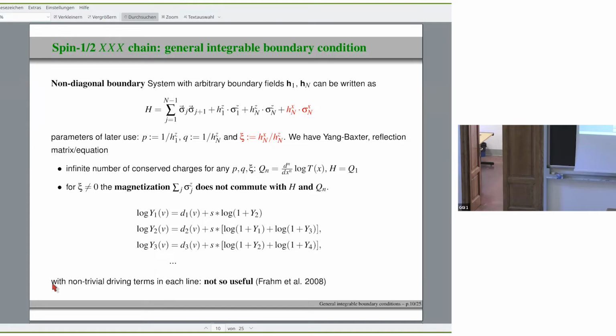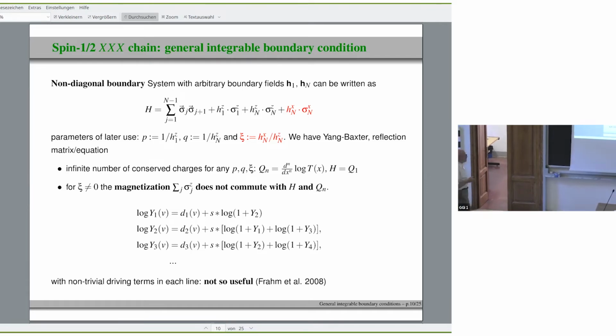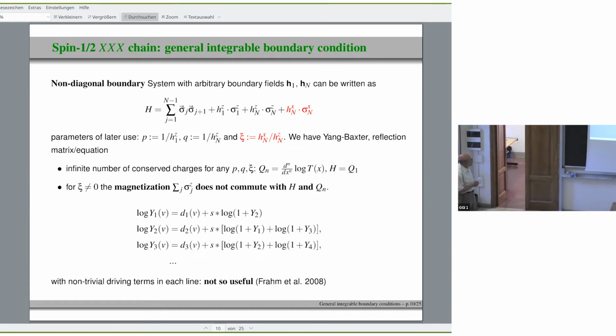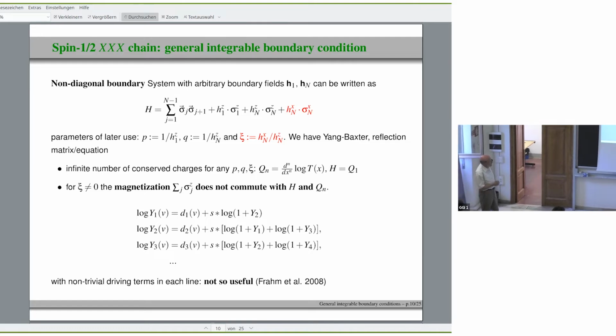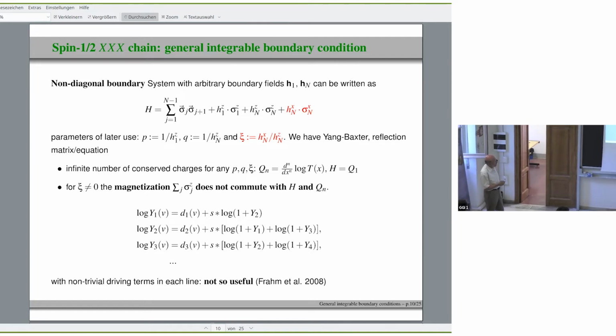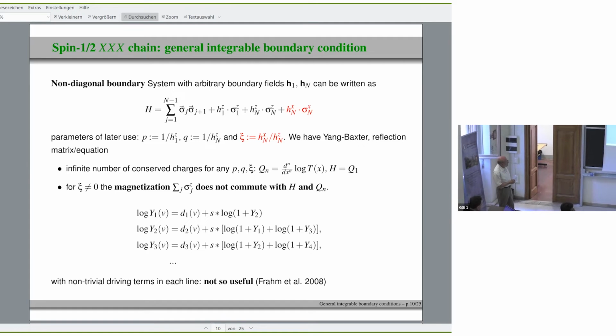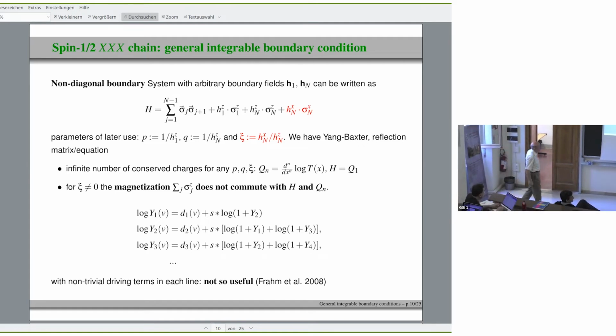And well, in the literature, it has been found out that it's convenient to parameterize these three components of the fields as p, q, and xi. So p and q are the inverses of the z components, and the xi is a ratio of the transversal part at the right end divided by the longitudinal part. Despite that, we still have Yang-Baxter equation. The reflection matrix equation is satisfied. We have an infinite number of conserved charges for any choice of p, q, and xi as before, but the magnetization does not commute anymore with H and Q_n.